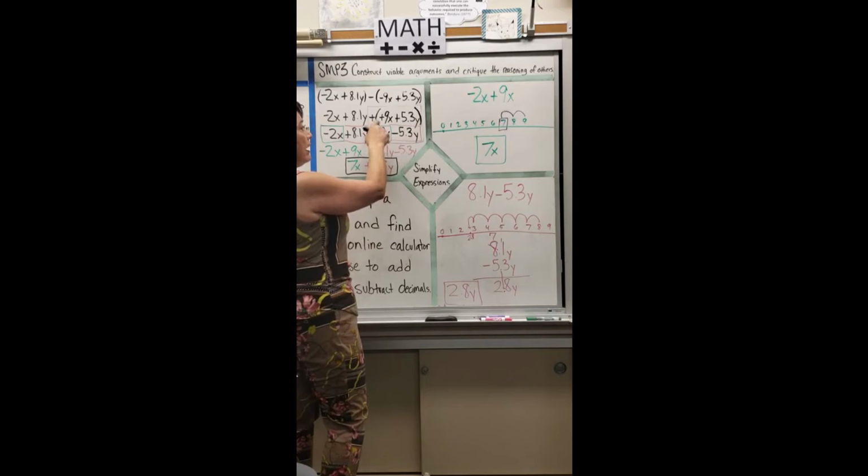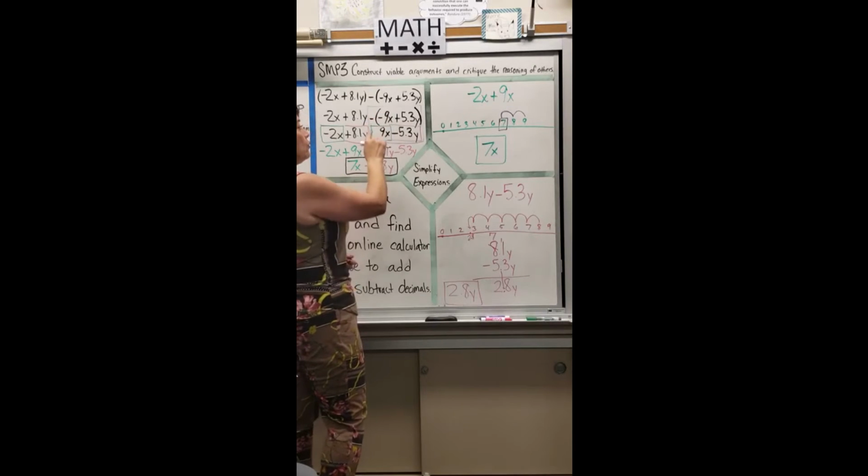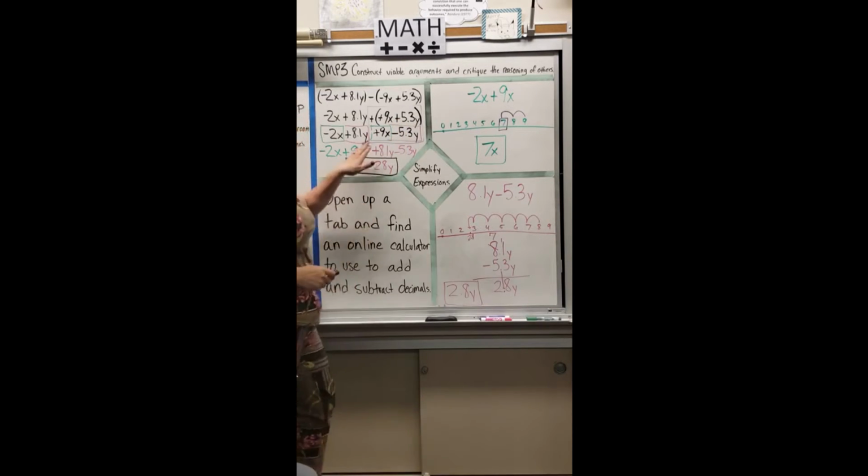So again, I'm going to go back and show you again what I had to do, okay? It looked like this first. So what I have to do is change this and do the opposite over here, which makes that a plus 9x. And then over here, I have to do the opposite thing to the plus and change it to a negative. So when I rewrote it, I have negative 2x plus 8.1y plus 9x minus 5.3y.